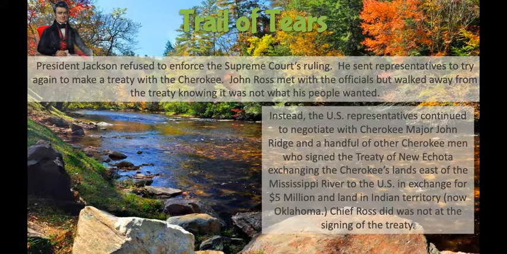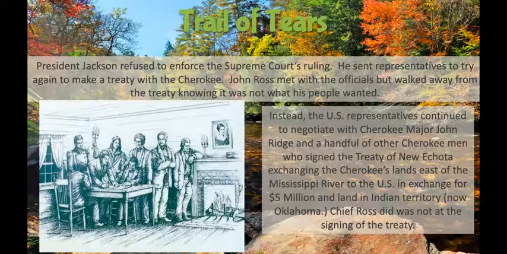So, the treaty was supposed to be made by John Ross and the U.S. government. John Ross walked away from the table and refused, so the U.S. government went on to talk to other Cherokee people who then signed the treaty without Chief John Ross's or the Cherokee people's approval. That's ugly.